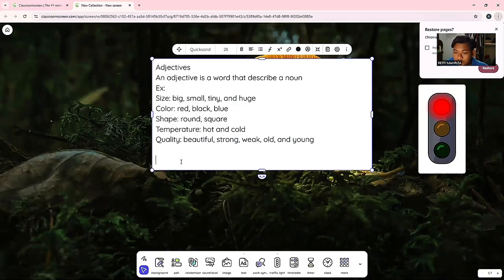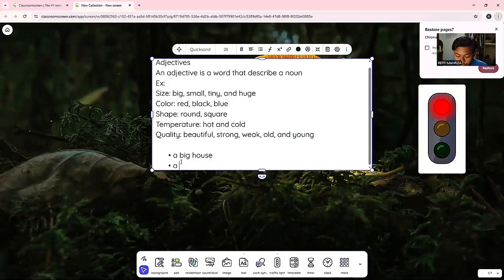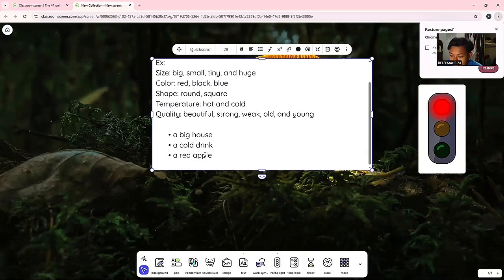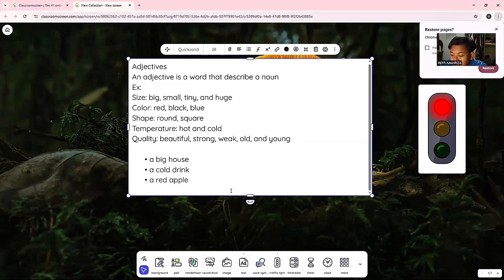For example of words: a big house, a cold drink, a red apple. So the words big, cold, and red here describe the noun. Let me ask you again.